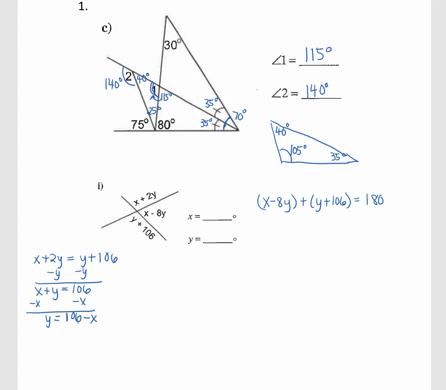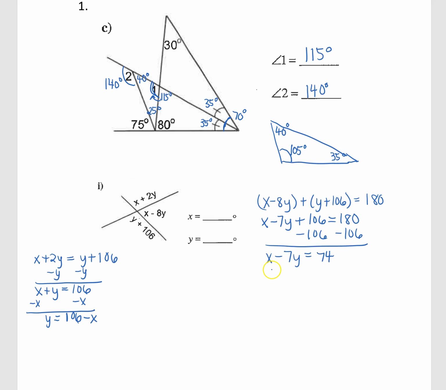Okay, and now this equation, I'm going to do the same thing and combine like terms. So I have a negative 8y plus y. So that gives me a negative 7y. I have plus 106 equals 180. Now I'm going to subtract 106 on both sides of my equation. So x minus 7y equals 180 minus 106, which is 74.